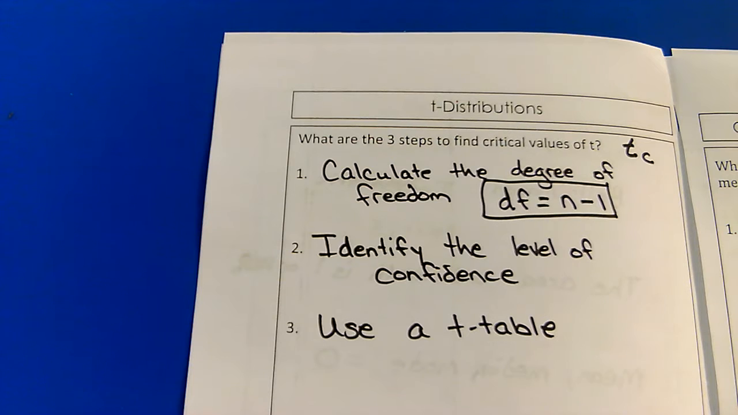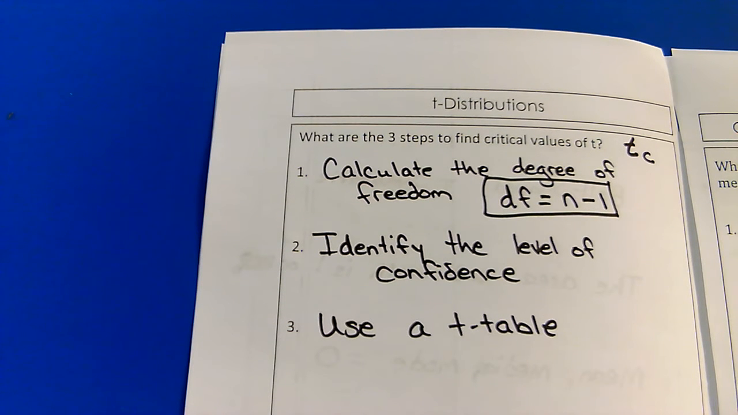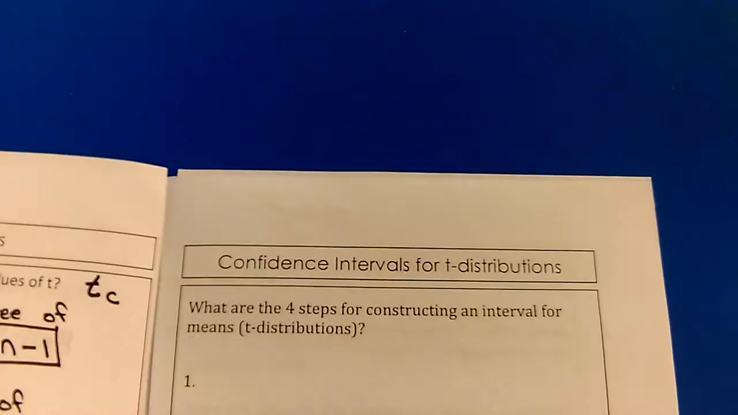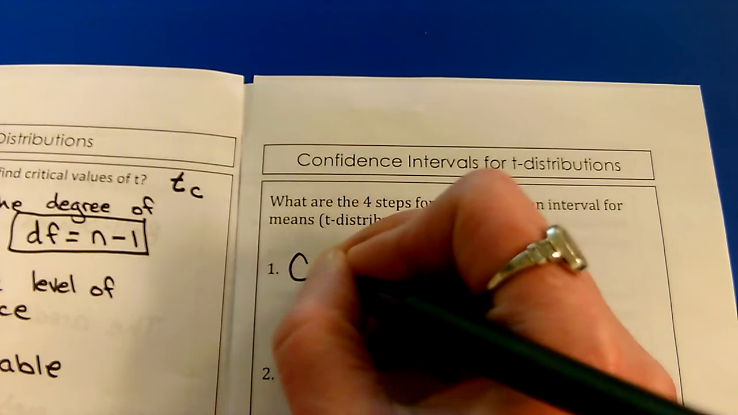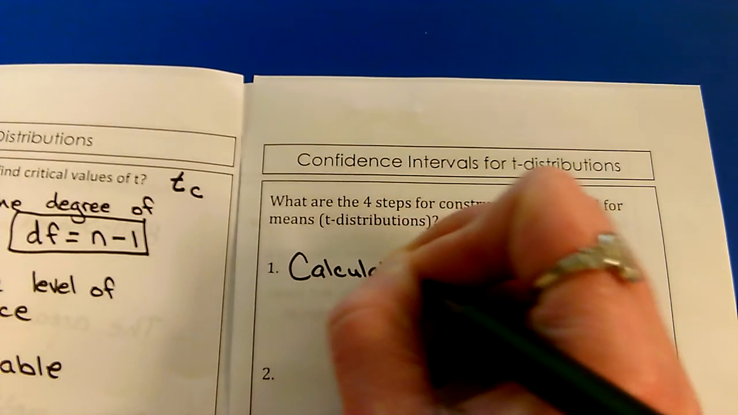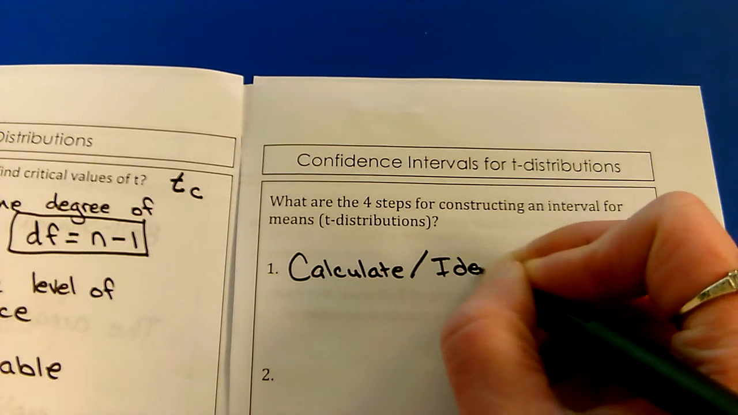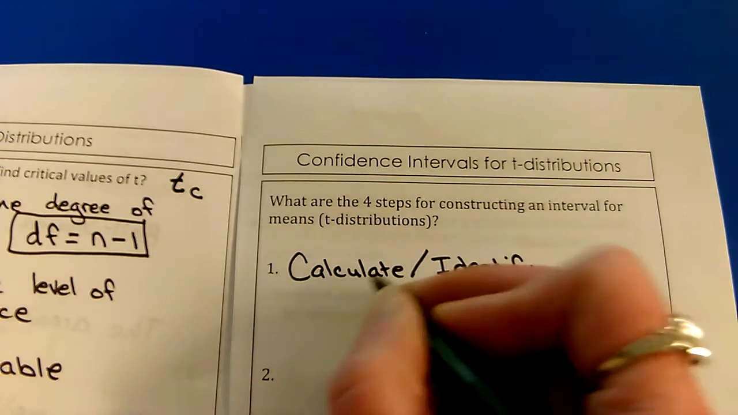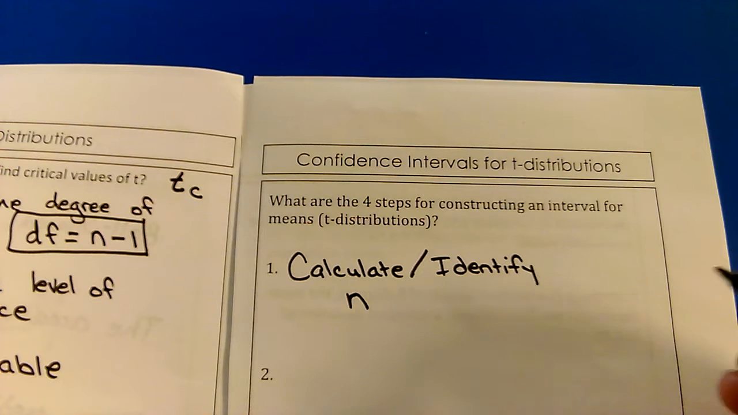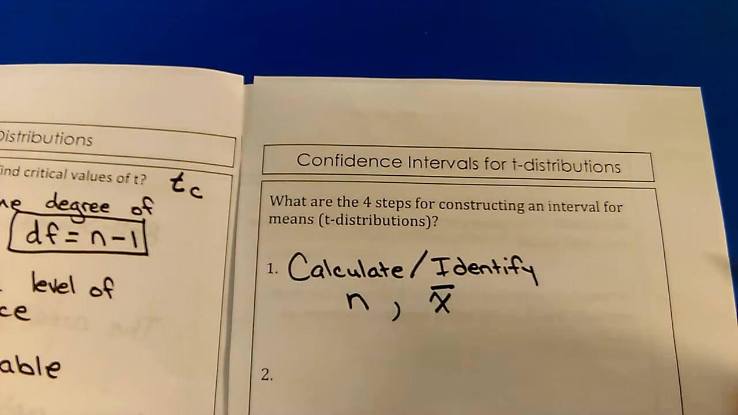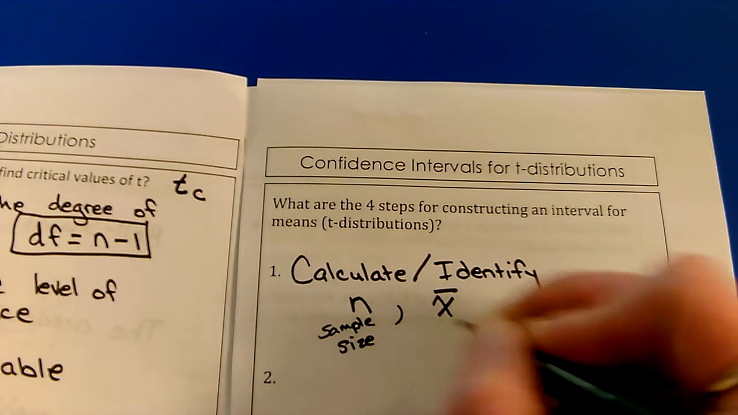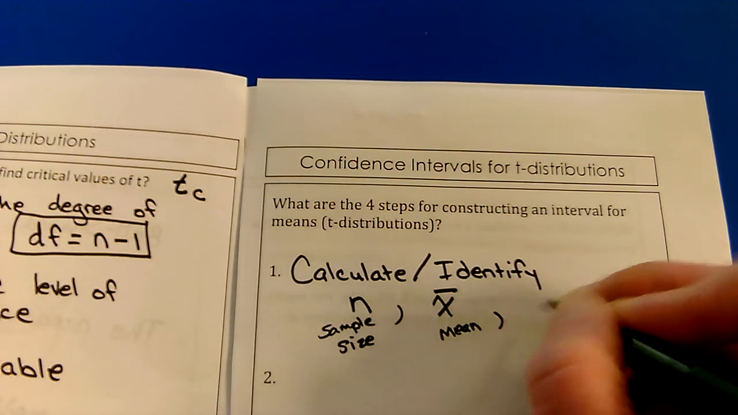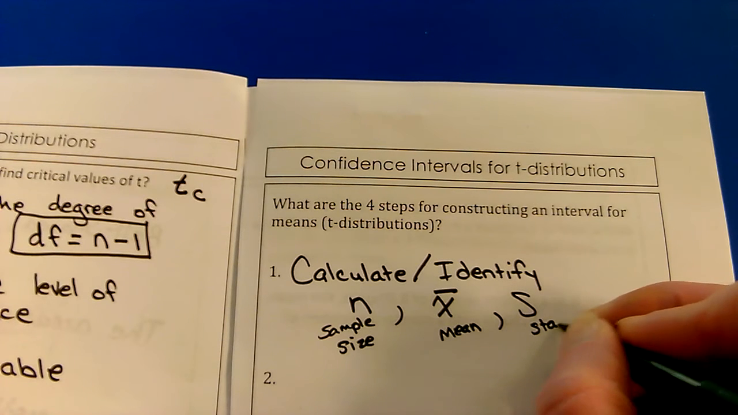Now, once we have our critical value, we can make our confidence interval. So we need to either calculate or identify the following things. We need to know how many things we have, our sample size. We need to know the mean. And we need S, which is the standard deviation.